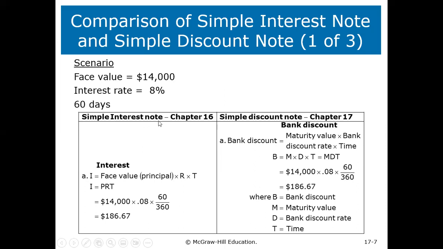Simple interest note. This is very easy. We have already computed for this one. The face value is 14,000. Interest rate is 8%, 60 days. What we learned is that interest is equal to PRT. So the interest here is simply 14,000 times 0.08 times 60 over 360, since we're using the ordinary interest.